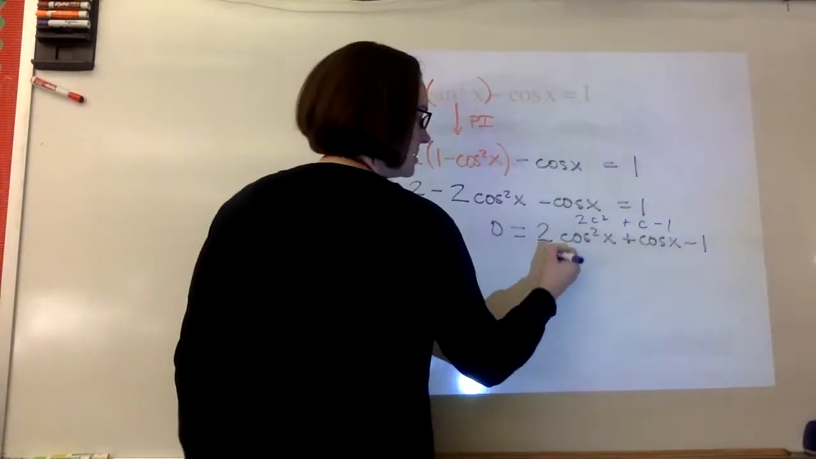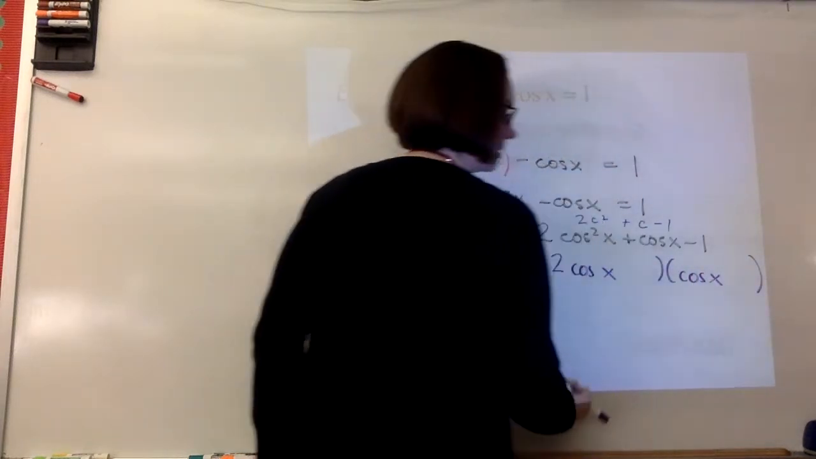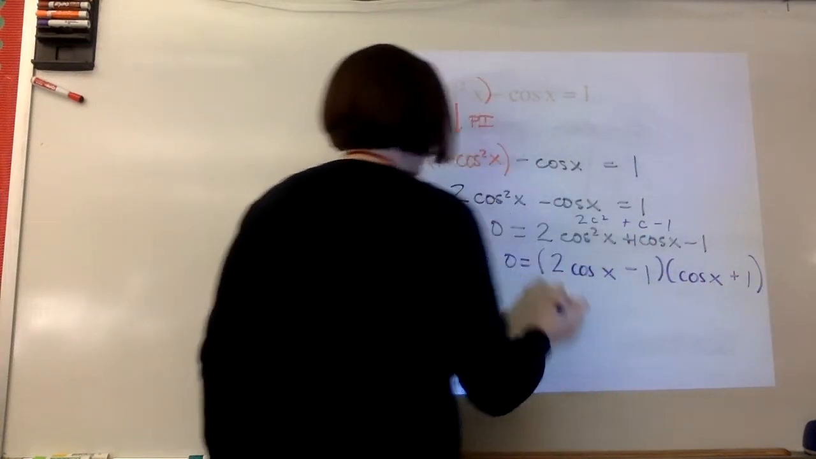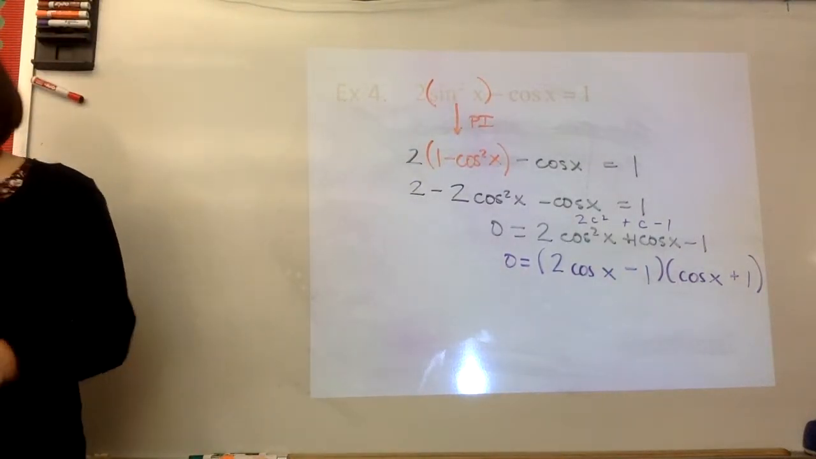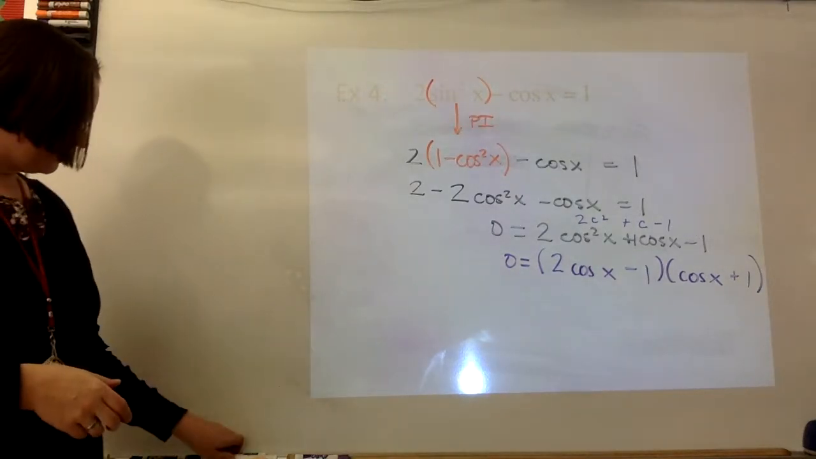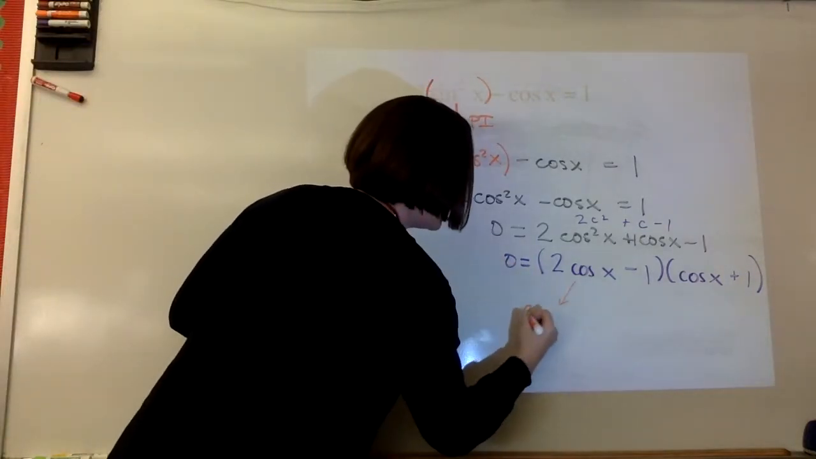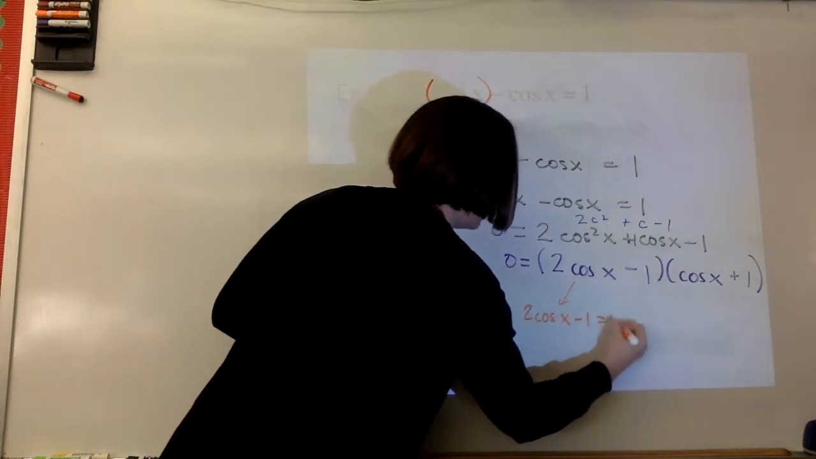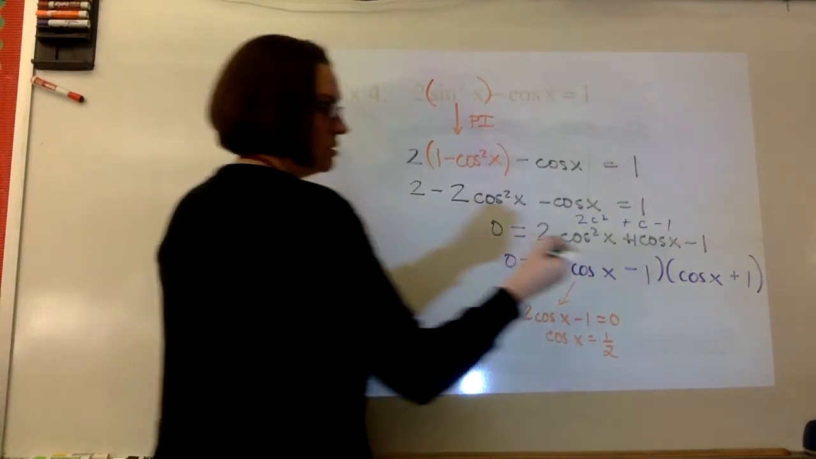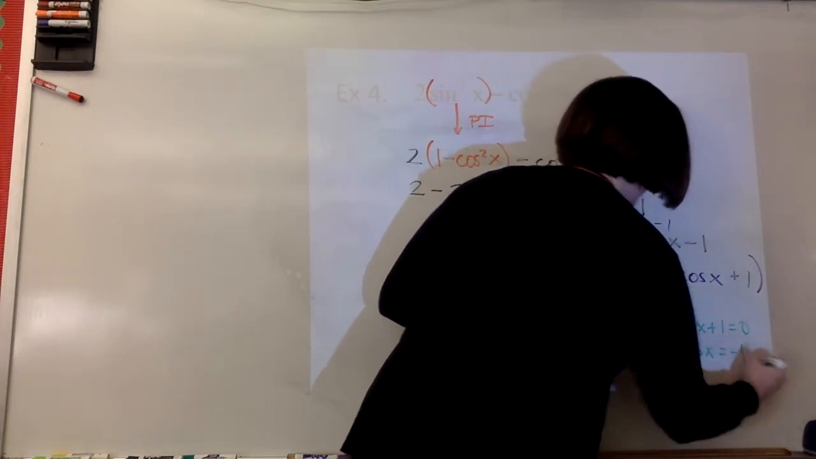So if I go to factor this, I get 2 cosine x, I get cosine x. I need this to be a plus 1 in the middle, so I'm going to make this plus 1, this minus 1 equals 0. And just like every quadratic in the world, once we factor it into parentheses, what do we do with each of the parentheses? Set them equal to 0. So I'll take this one in orange. 2 cosine x minus 1 equals 0. Cosine x equals 1/2. Over here, I'm going to say cosine x plus 1 equals 0. Cosine x equals negative 1.